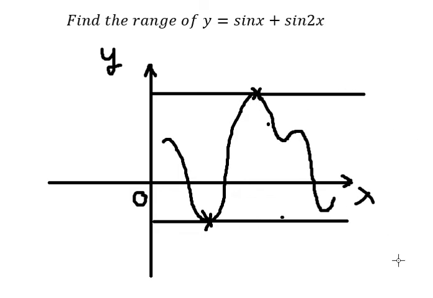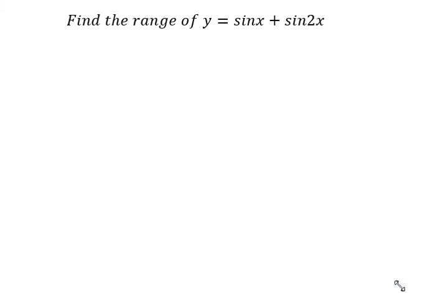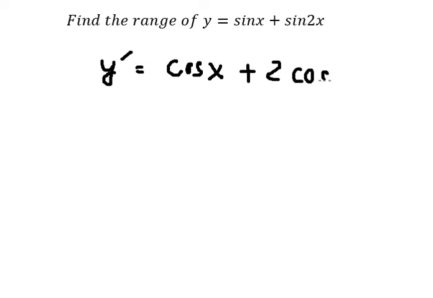In this situation, we can use the first derivative of the function, so that we can find the critical points. The first derivative of sine x is cosine x. This one gives us 2 cosine 2x.